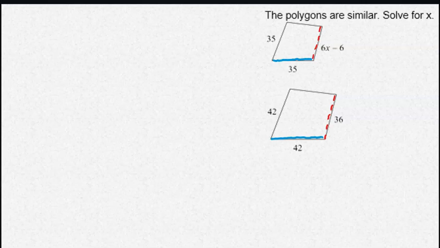Alright, let me set up this proportion. The way I'm going to set it up is 35 over 42 equals 6x minus 6 over 36. I could have set this proportion up in a number of different ways, but I took the time to figure out the easiest way to set it up. The reason I chose this combination is because every part of this proportion can be reduced.